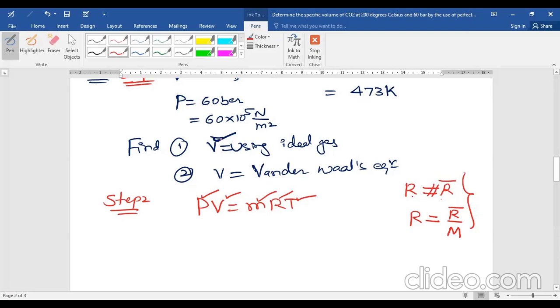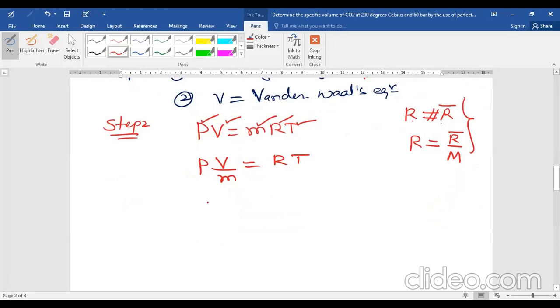But in the question paper, he has asked for specific volume. He has not asked for the volume. He has asked for specific volume. Specific volume is always volume divided by mass. Volume divided by mass is specific volume. So v is equal to RT divided by P. Now I will write this equation as P times specific volume is equal to RT.